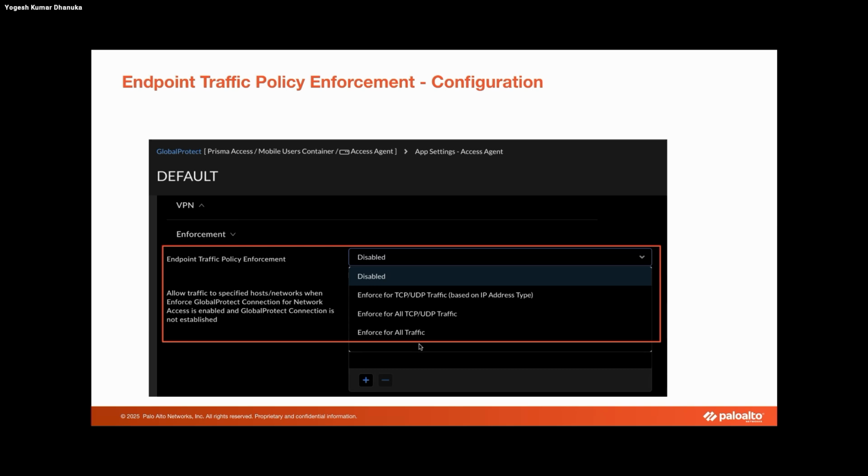And then the last option is for all traffic. When we say all traffic, we are not limited to TCP UDP. Even ICMP traffic would be subject to the traffic policy enforcement, except the exclusions that we talked about, the DHCP and the DNS.